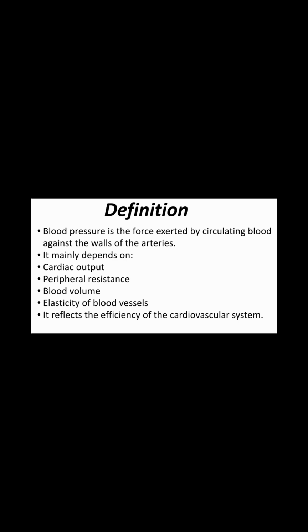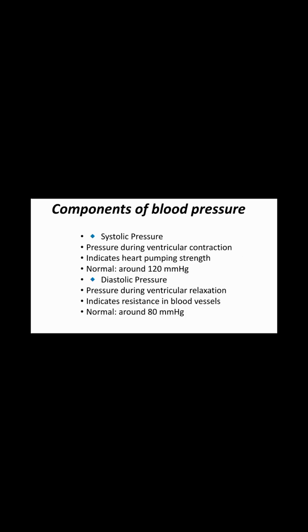Now, let us see the components of blood pressure. There are two components of blood pressure, systolic pressure and diastolic pressure. So, first is systolic pressure. Systolic pressure is the pressure exerted on the arterial walls when the heart contracts and pumps the blood. It normally measures around 120 mmHg.